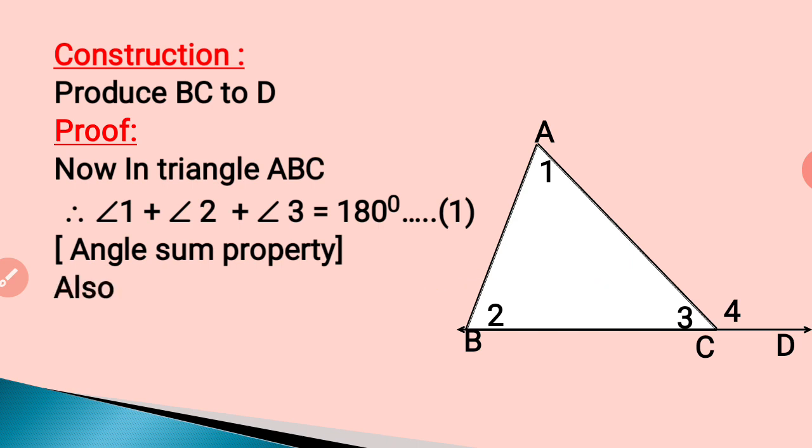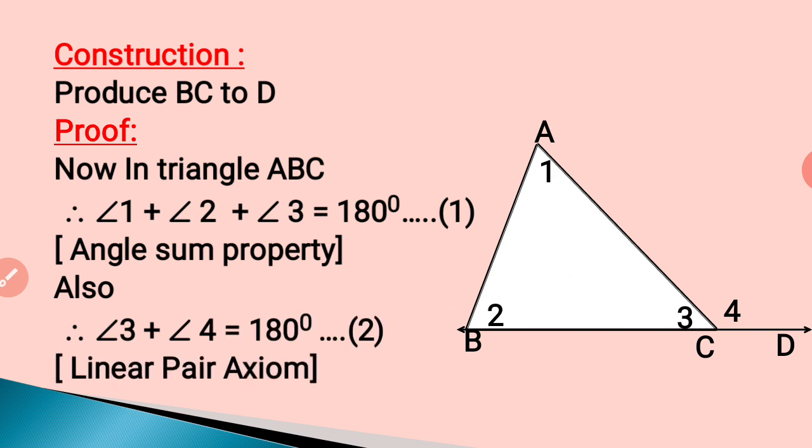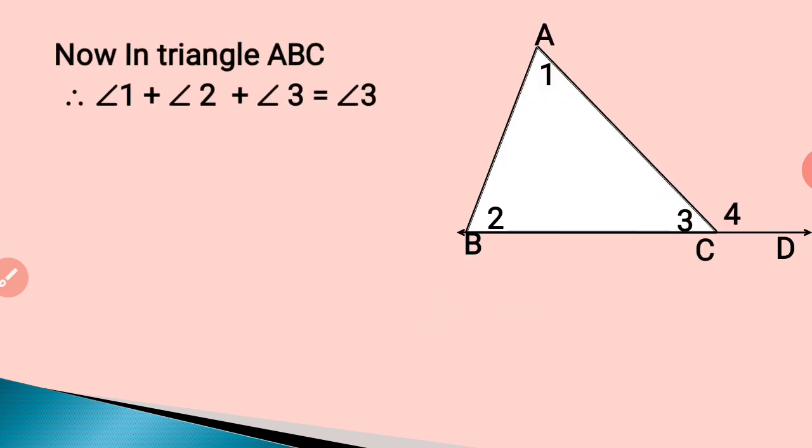Moreover, if we look at angle 3 and angle 4, we can use the linear pair axiom there and we can say that angle 3 plus angle 4 is equal to 180 degrees. Now, when we study statement number 1 and statement number 2, we see that the right hand sides are equal, that is 180 degrees each. So, the left hand sides also will be equal. So, this is what we have noted in the next statement: angle 1 plus 2 plus 3 equal to angle 3 plus 4.